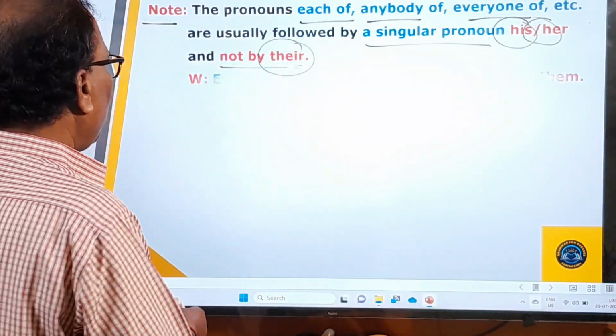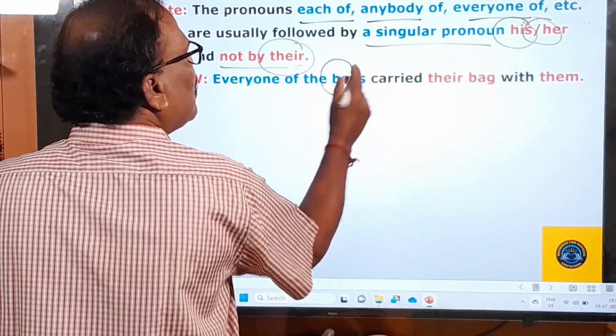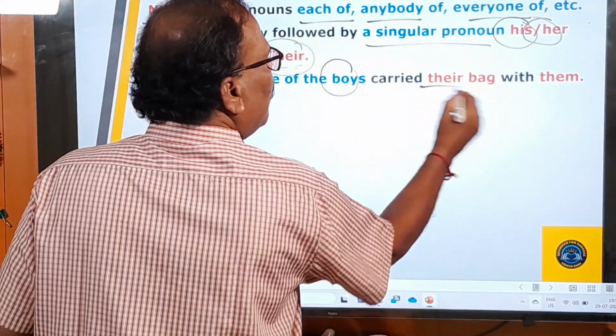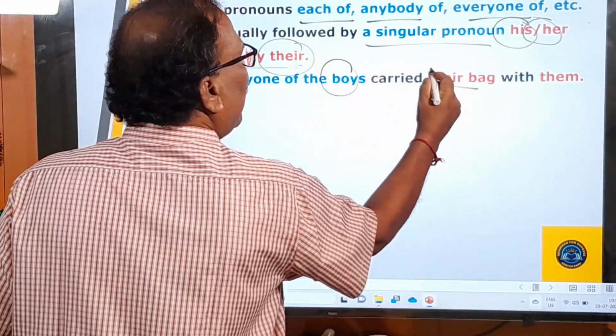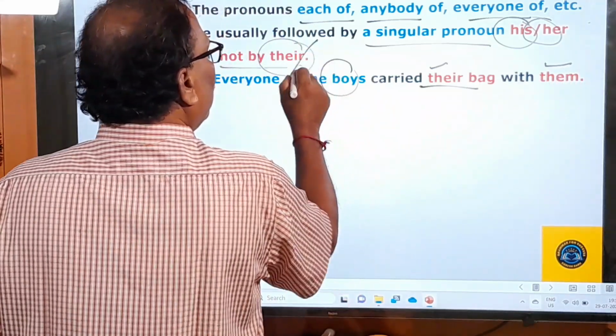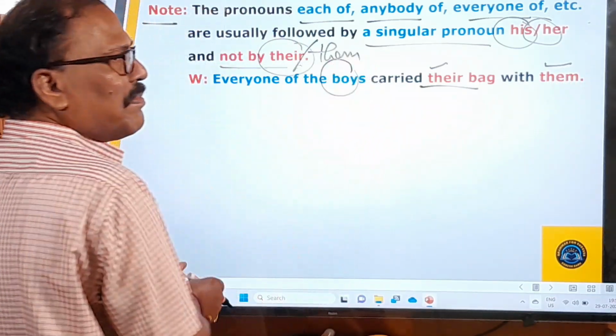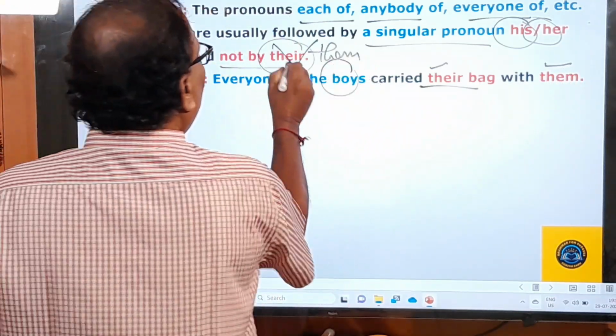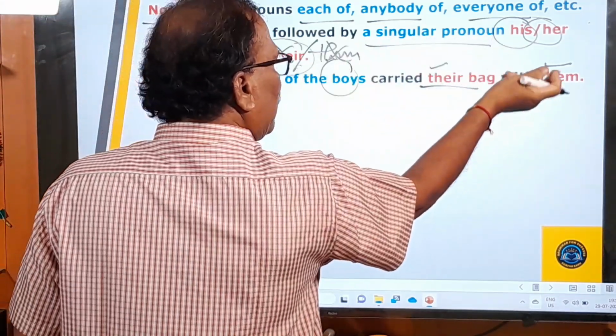Okay, here you pay attention. Every one of the boys is male. That's why you should not use their. Here their is used and them is used. Their or them you should not use. Use either his or her.